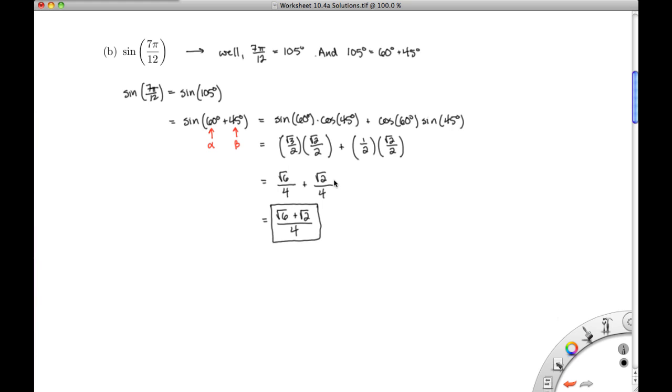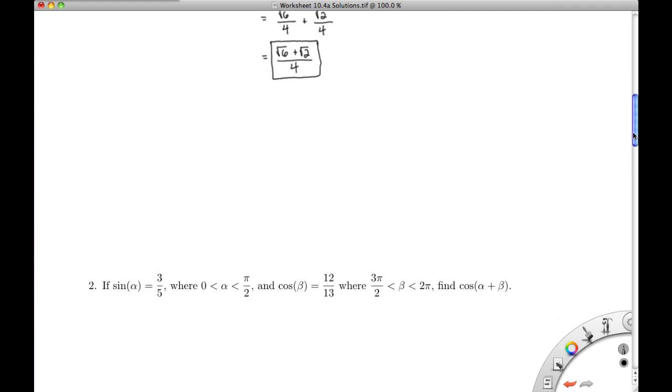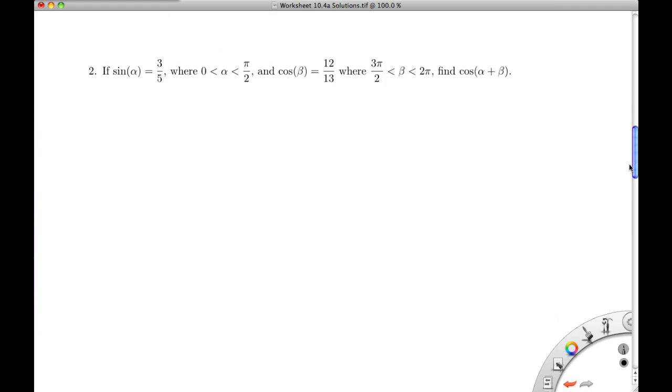Okay, so again, the point here being that these are exact. You could very easily just type in sine of 7 pi over 12 in your calculator and get an estimation, but when asked to find exact values, like we were in these problems, you need to go through the process of using these identities to get there. Okay, so that's one thing that these identities are good for. Another thing, let's look at this problem.